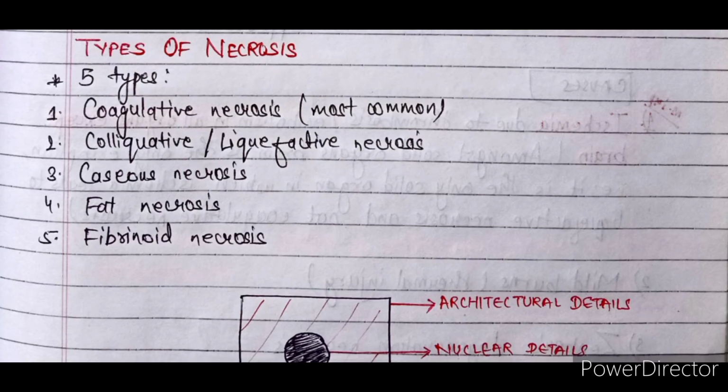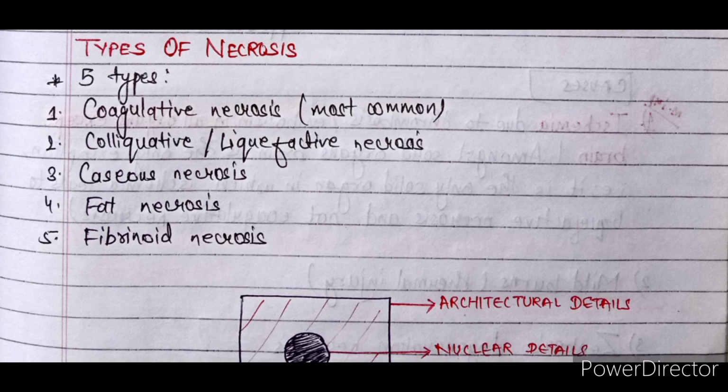Now let's come back to types of necrosis. So what are the types of necrosis? We have already discussed that there are only two types of apoptosis, physiological and pathological, but necrosis is always pathological and it is of 5 types.